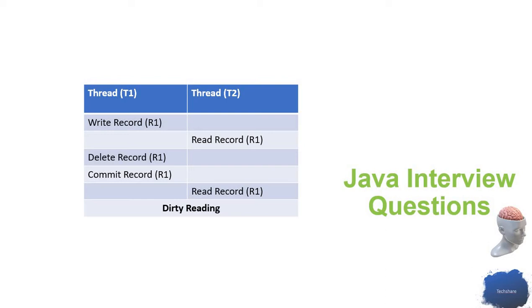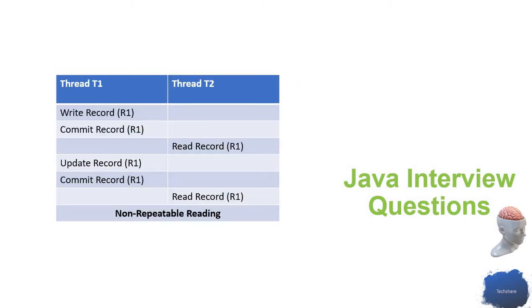But later, thread T1, which wrote the record, was doing some internal logic and decided to delete the record based upon a business scenario. So it deleted the record and then committed. So what happened is that thread T2 actually read a record which is not there on the disk. That is what we call dirty reading: reading something which does not exist.